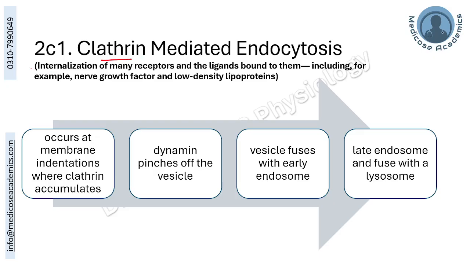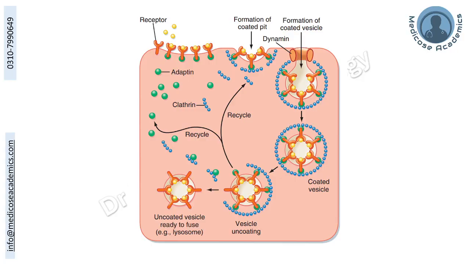This is involved in the internalization of the receptors and the ligands bound to them. For example, nerve growth factor and low-density lipoproteins are taken up by the cells with the help of clathrin-mediated endocytosis. The rest is the same; it occurs at the sites where clathrin is accumulated. Here, the pinching protein is dynamin instead of actin and myosin. Vesicles, when pinched off, will fuse with the endosome, and then it will further function with the lysosome.